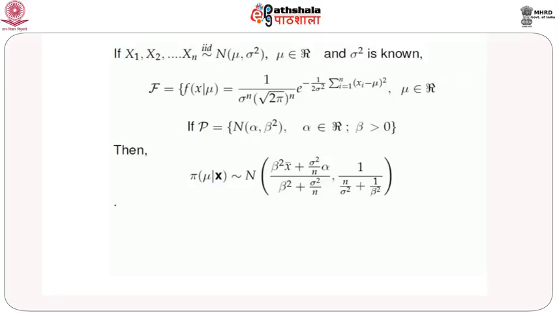As before, we can easily see that the mean of the posterior distribution is also a weighted average of the mean of the prior distribution, that is alpha, and the sufficient statistic for the parameter mu, that is x bar, with the weights being the inverse of the corresponding variances, that is, the inverse of the variance of the prior distribution and the inverse of the variance of the sufficient statistic x bar, that is sigma square by n.